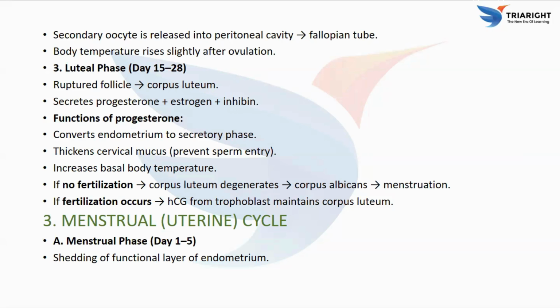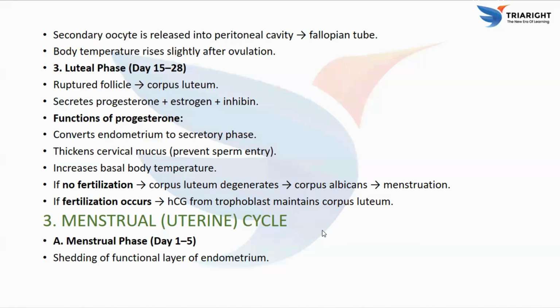So what are the functions of the progesterone hormone? It converts the endometrium into the secretory phase. Before ovulation, estrogen makes the lining thick. After ovulation, progesterone makes this lining soft, nutrient rich and ready for implantation. This is the secretory phase. It also thickens the cervical mucus. This mucus becomes thick and sticky, which prevents sperm from entering the uterus. This also protects the early pregnancy if fertilization occurs.